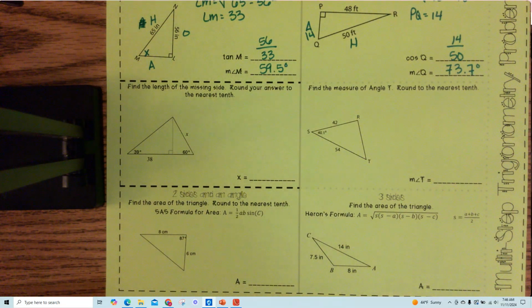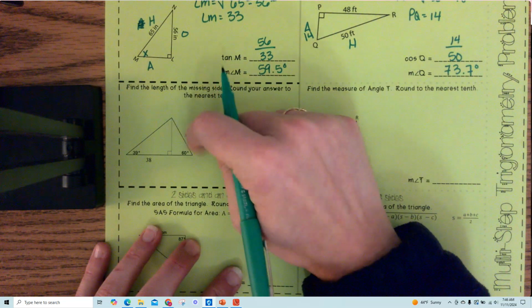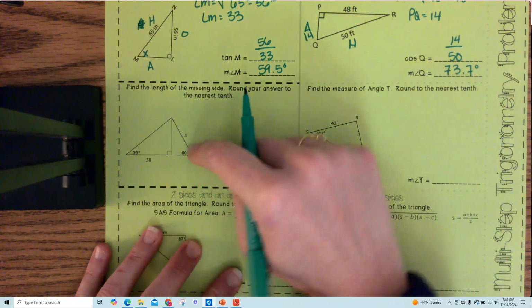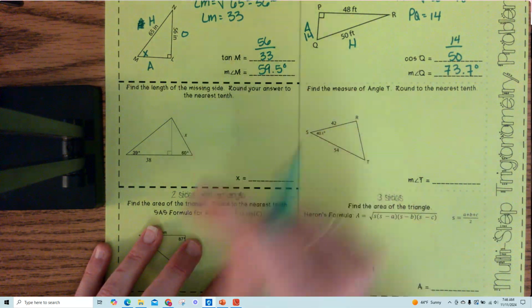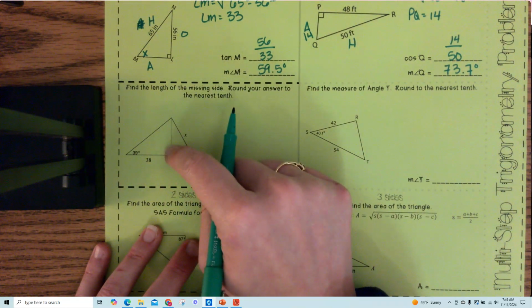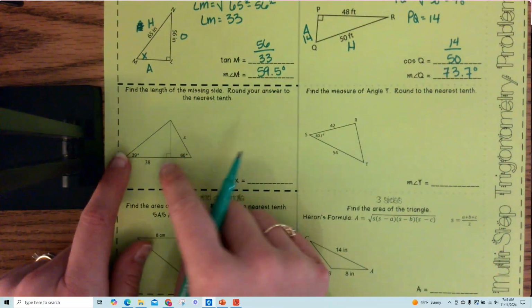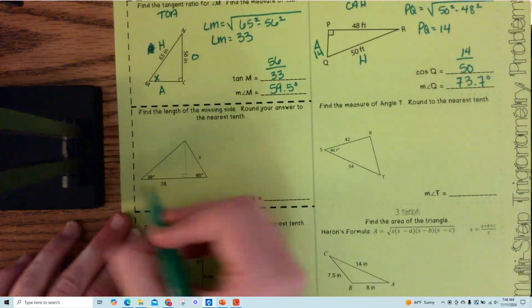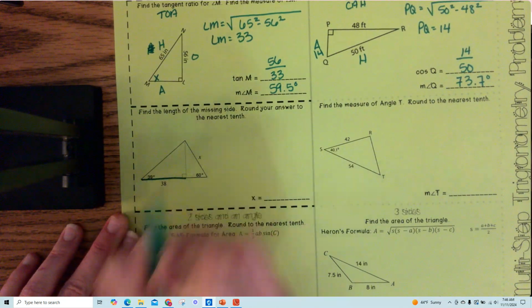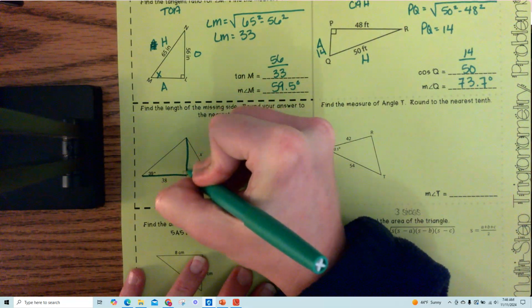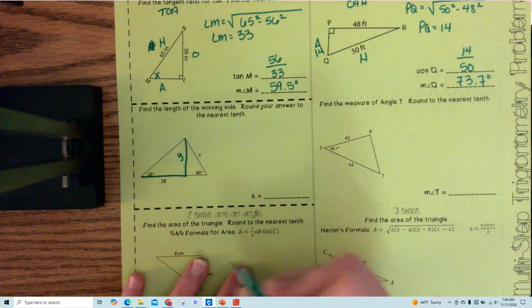All right, find the length of the missing side. Round your answer to the nearest tenth. So the missing side here is x. So to find that, side x is a hypotenuse based on the height. We don't know the total, this right here. So we only know 38 is just this side here. So I could split this into two right triangles. I have enough information to find this piece.